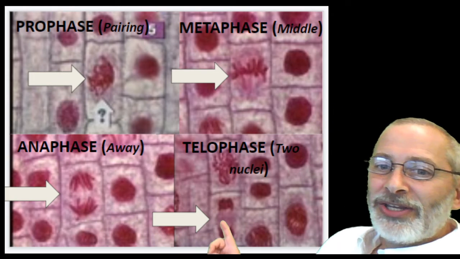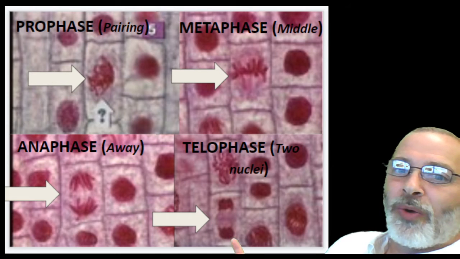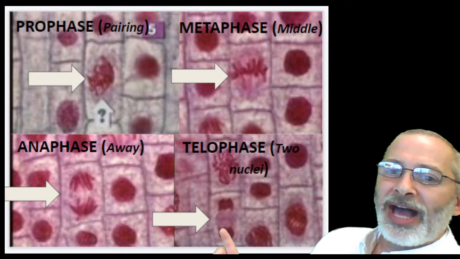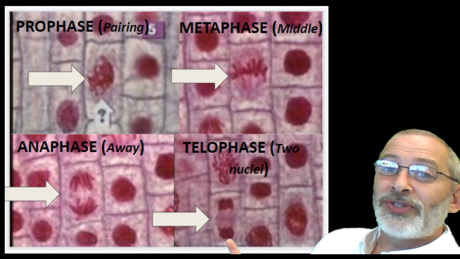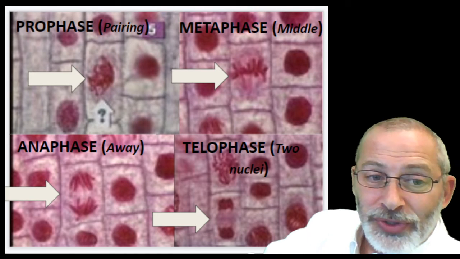And finally, during the fourth one here, they are still surrounded by the same cell wall. However, we have two new nuclei being formed. So two new nuclei take place during telophase. So how did you do?